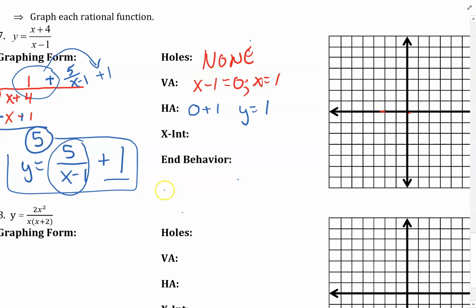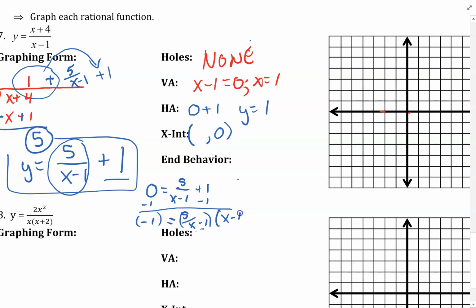X-intercept. To get the x-intercept, I'm going to set y equal to 0, because this will be something comma 0 for a point. So 0 equals 5 over x minus 1 plus 1. Subtract 1 from each side. 5 over x minus 1 equals -1. I'm going to multiply both sides times this denominator, x minus 1. So x minus 1 times -1 becomes -x plus 1. 5 over x minus 1 times x minus 1 gets rid of the fraction.